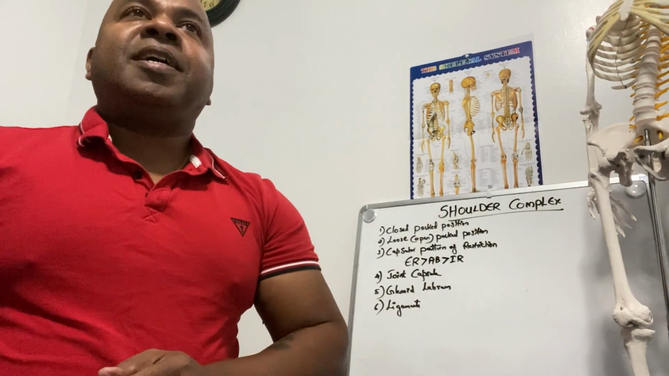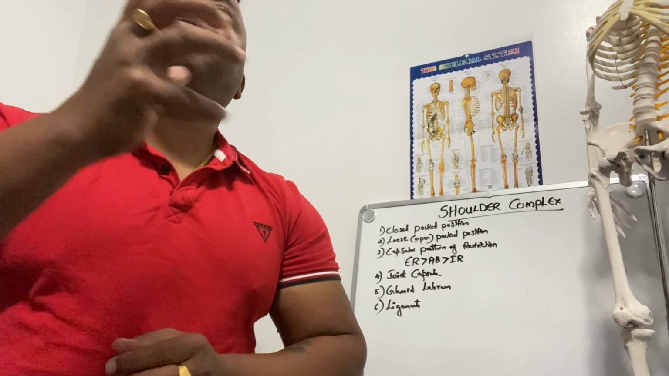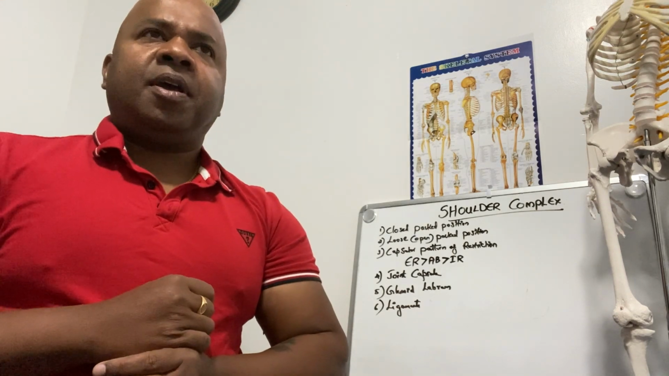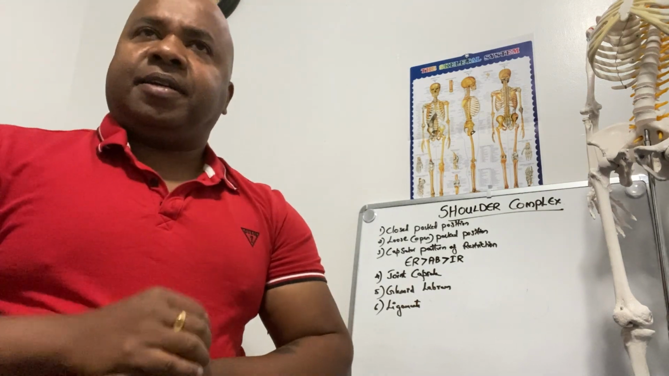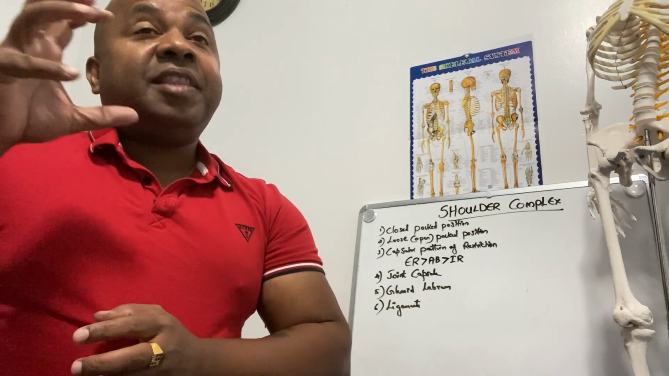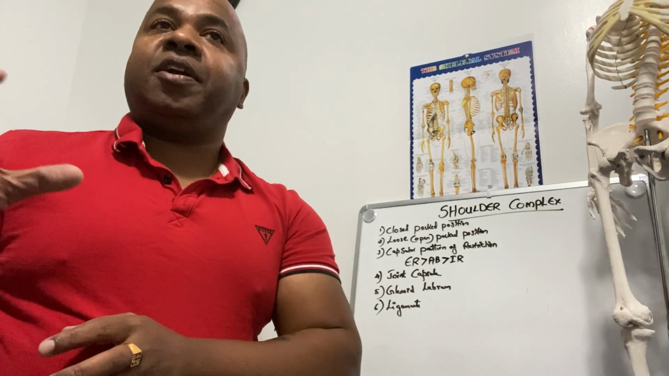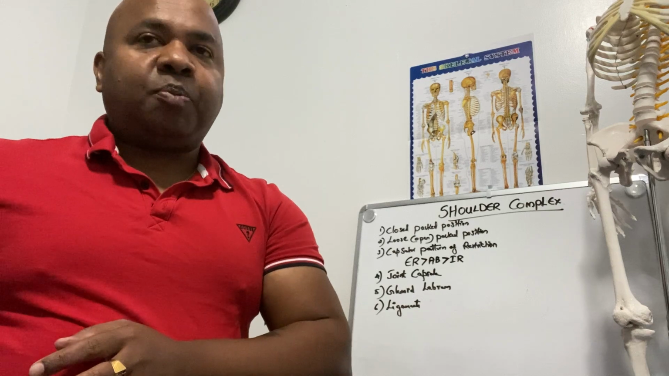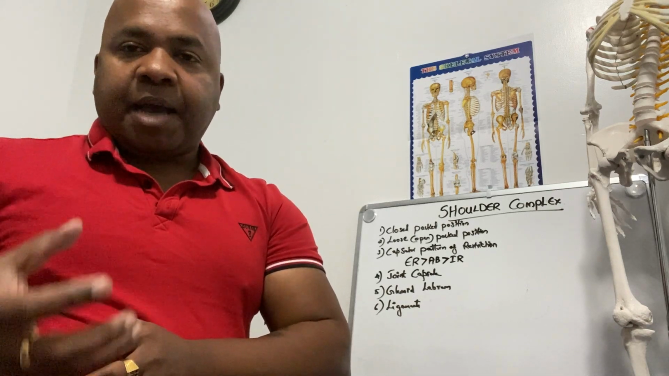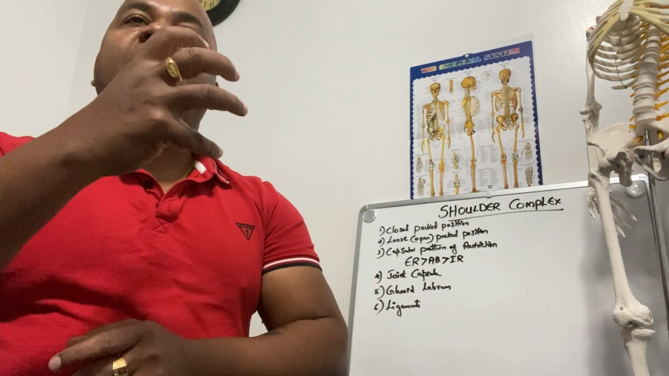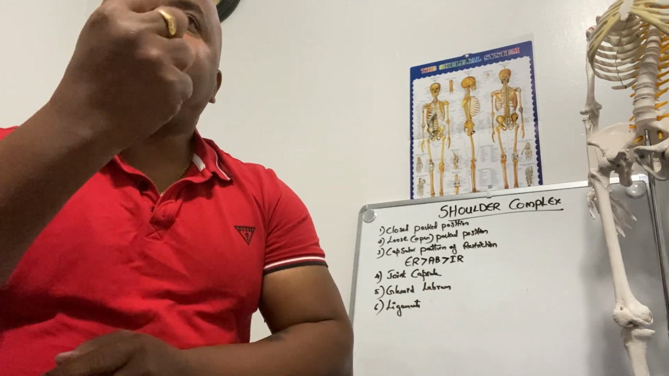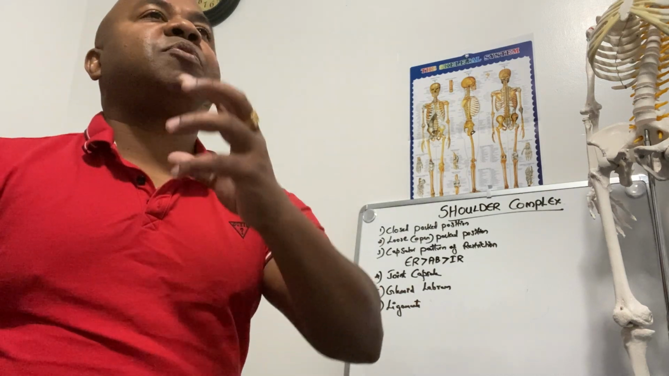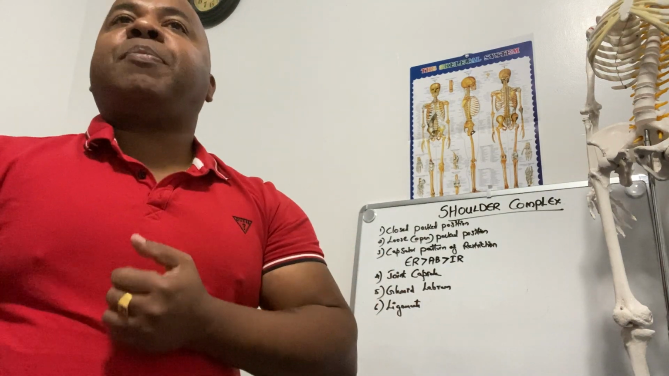Next, what is the capsular pattern of restriction in the shoulder joint? What do we mean by the capsular pattern? This happens mainly in pathological conditions, which I will explain once we come to that topic. Especially during adhesive capsulitis or frozen shoulder, there are restrictions of movement in the capsule. In that situation, a capsular pattern of restriction happens in the shoulder joint.